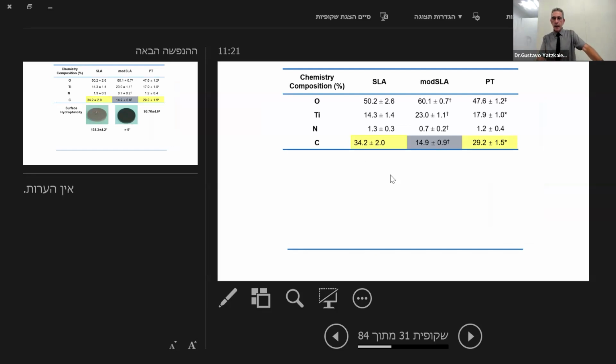We can see here one factory that changed it, and we can see a high reduction in carbons. They call the surface the modified SLA, okay, and then they reduce this carbon. The problem is that we know today that this property, the hydrophilicity, can decrease or disappear with time. And we need to take into account the factories or the companies that produce the implant.